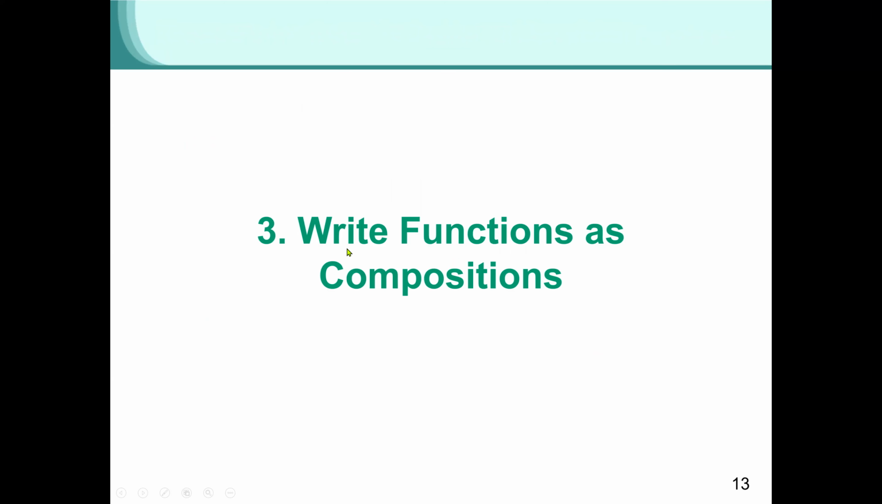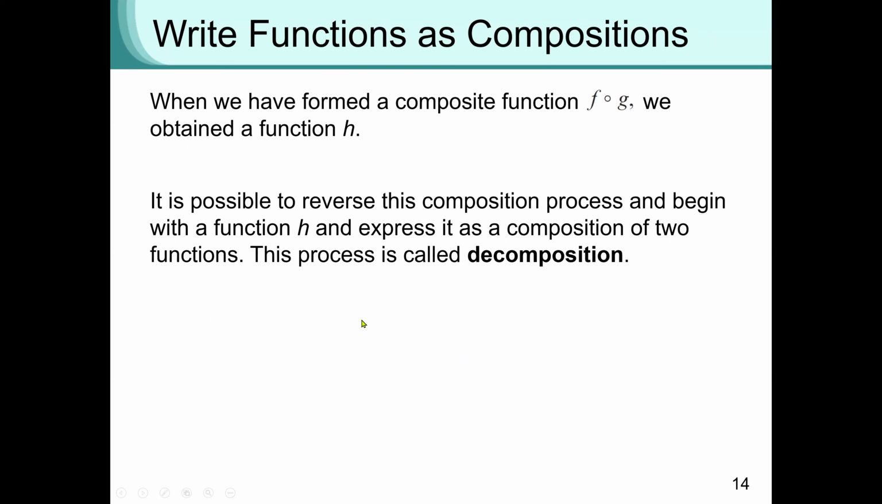So let's move on to the next section, how to write functions as compositions. When we have formed a composite function, for example F composite G, we obtain a function h. So it is possible to reverse this composition process and begin with a function h and express it as a composition of two functions. This process means we are trying to break the function into two. So decomposition. Composition means we have something inside something, and we can break it down more than once. Decomposition means we are reducing it.